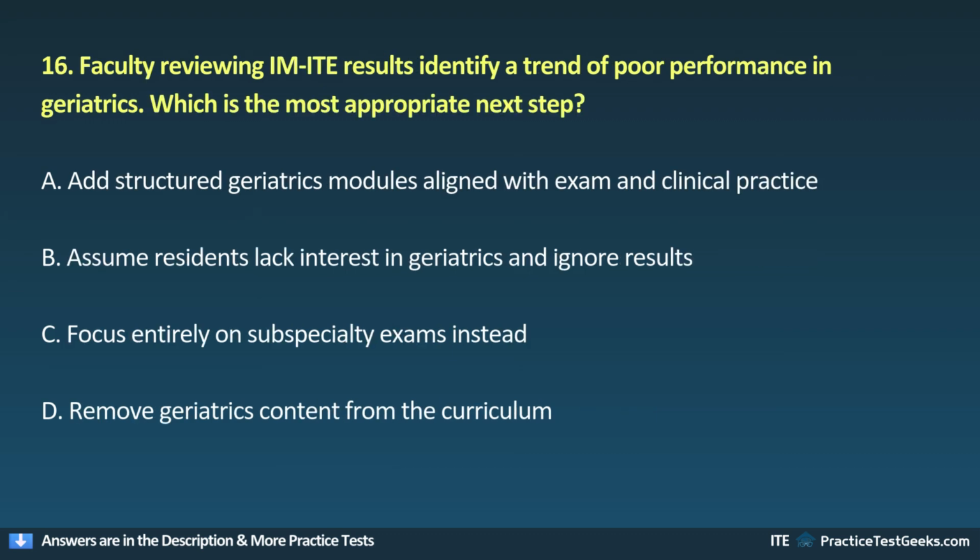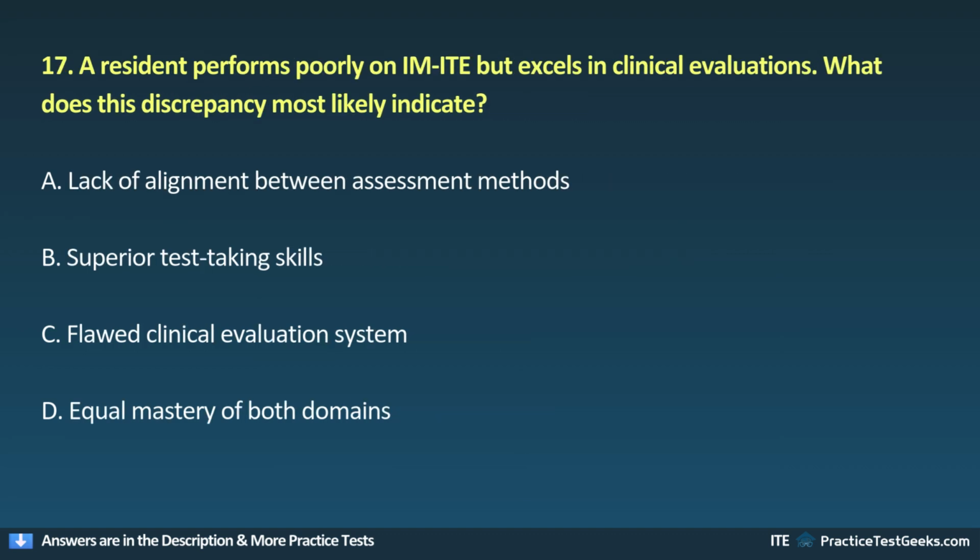16. Faculty reviewing ITE results identify a trend of poor performance in geriatrics. Which is the most appropriate next step? A. Add structured geriatrics modules aligned with exam and clinical practice. B. Assume residents lack interest in geriatrics and ignore results. C. Focus entirely on subspecialty exams instead. D. Remove geriatrics content from the curriculum.